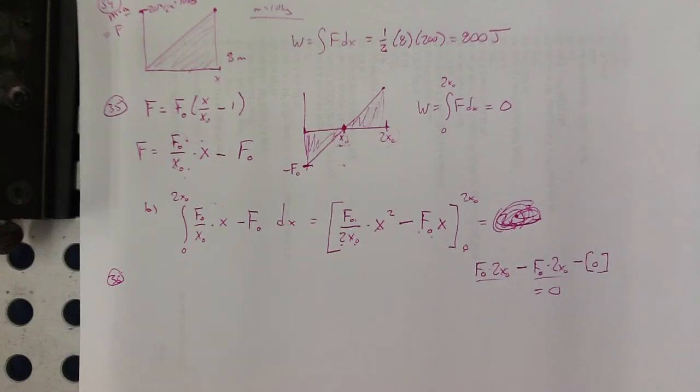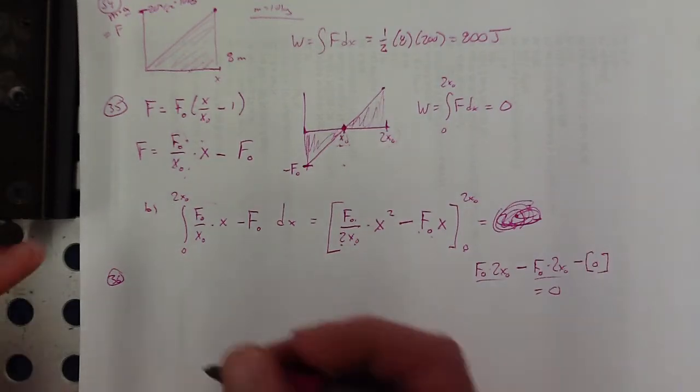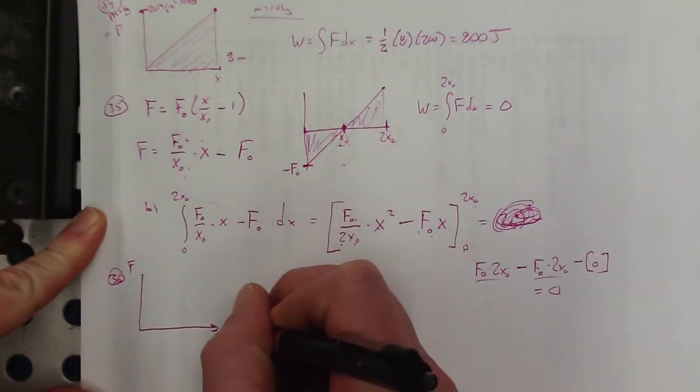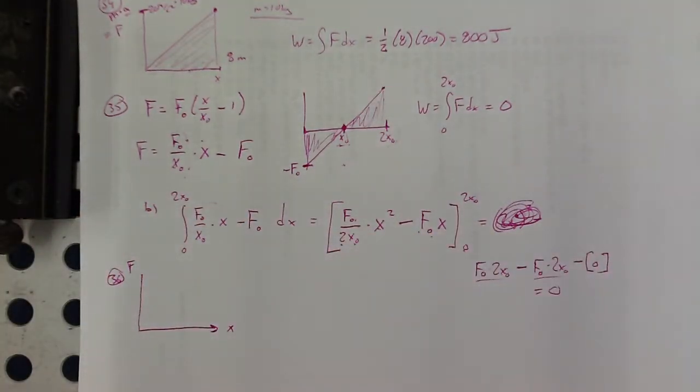36. Excuse me. Another graph. Lots of pictures with these ones. Let's see. This time I have a force versus position, and there is an axis here.